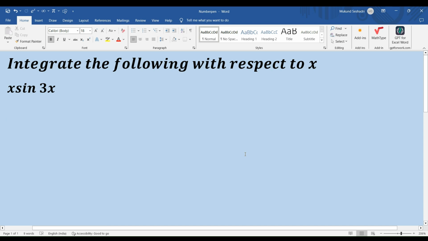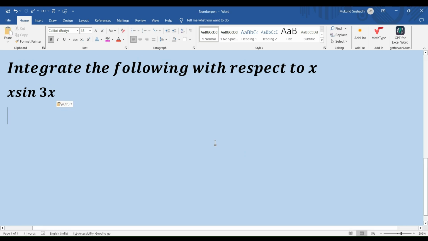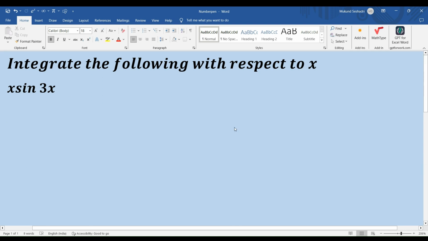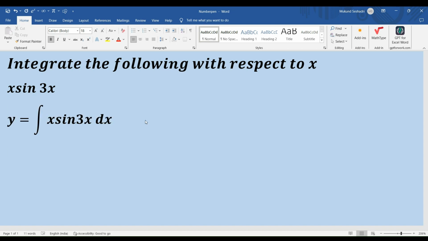So there we have the problem on the screen. Integrate the following with respect to x, and what we have is x sine 3x, right? So what we've been given is dy by dx, and we've been asked to find y. My y is nothing but the integral of the given expression. So let's write down our y.